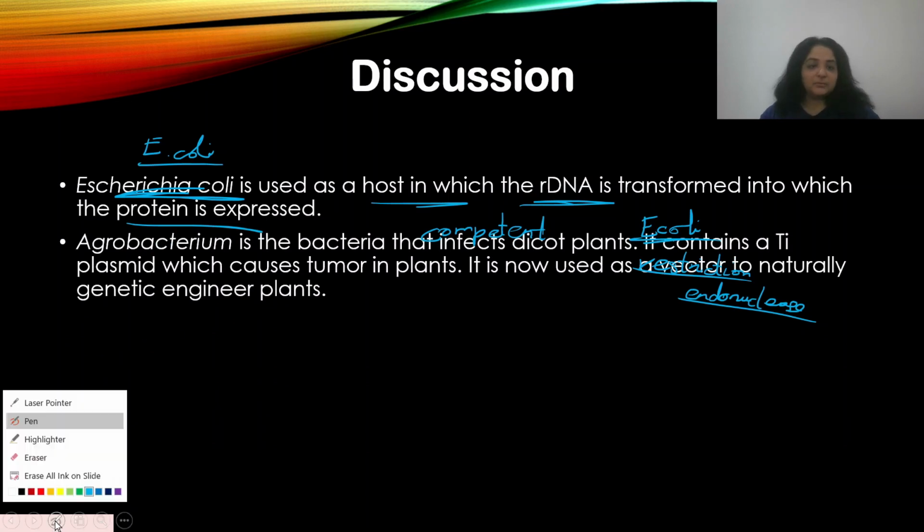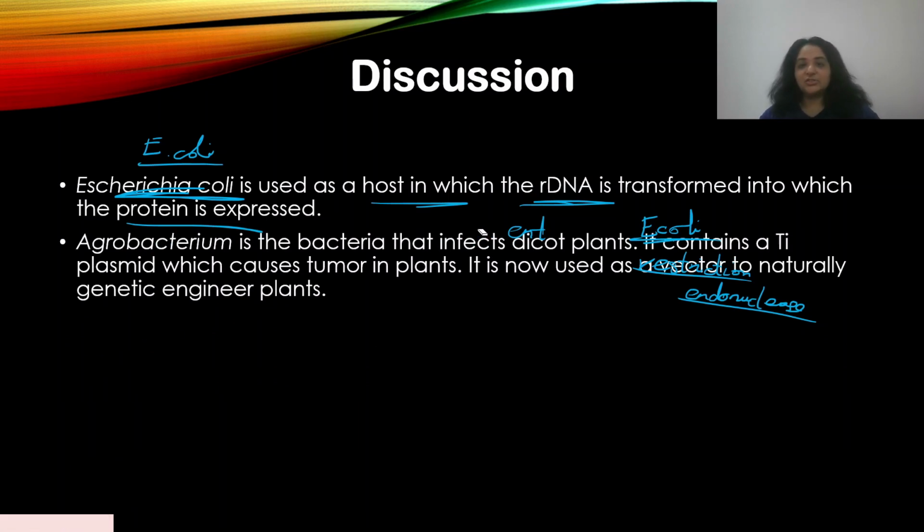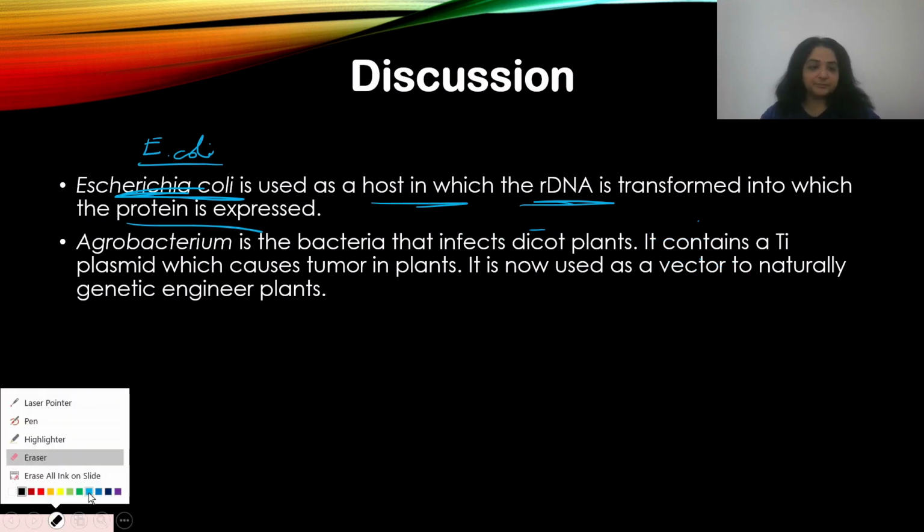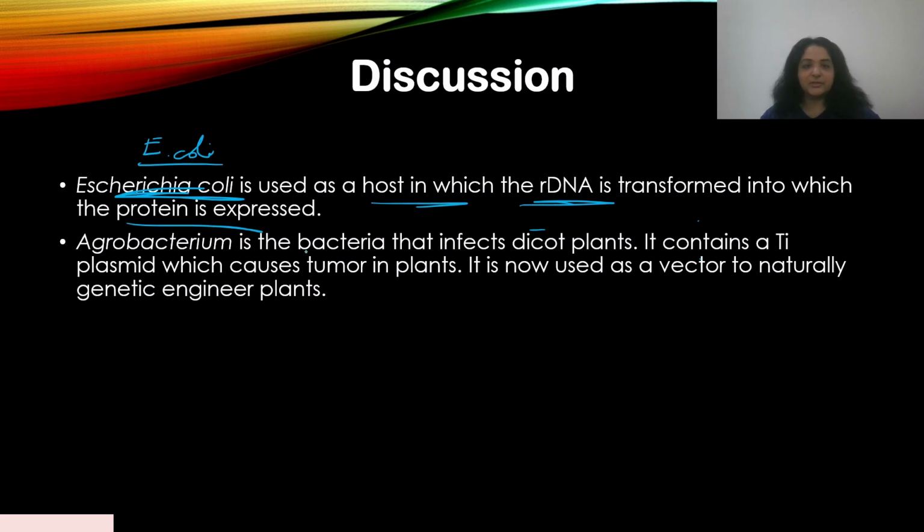And Agrobacterium also is a natural genetic engineer for plants. Okay, that also we discussed multiple times, right? Which infects dicot plants and contains a Ti plasmid, tumor inducing plasmid. Okay, so that plasmid can naturally absorb itself into the genome of the plant and then express that particular protein, if it has been modified to form an rDNA. So normally the Ti plasmid would cause tumor in the plant, but we don't want that part, right?